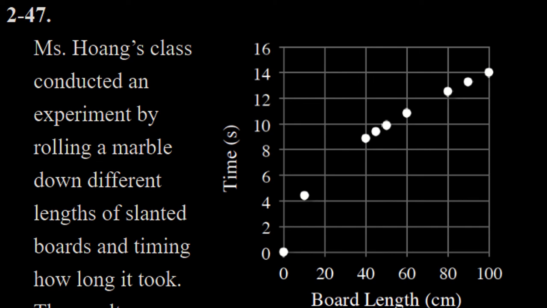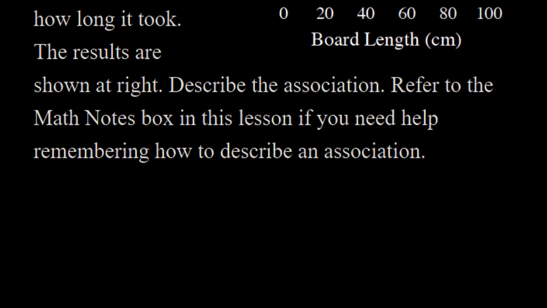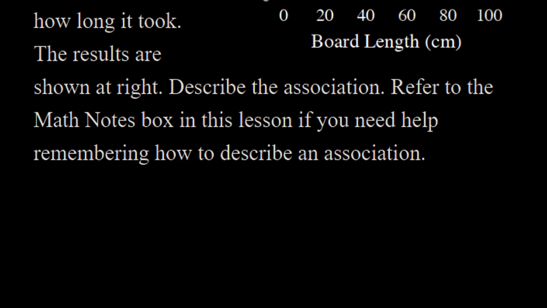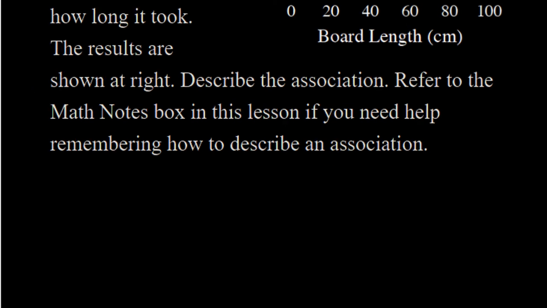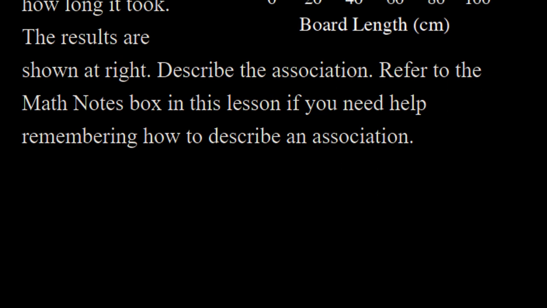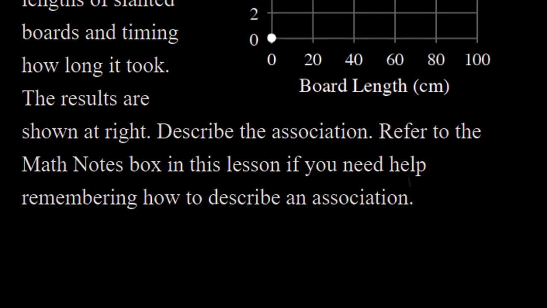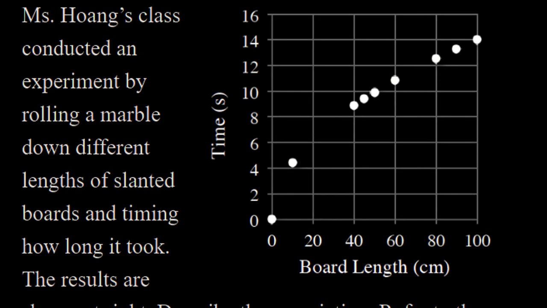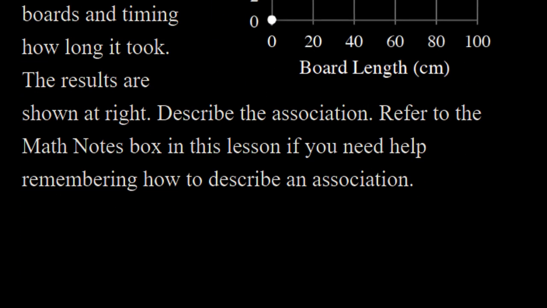What does it say? The results are shown at right. Describe the association. Refer to the math notes in this lesson if you need help remembering how to describe an association. Well, we might take a look at the math notes. That might be a good idea, but I think I understand the association here. I would say just looking at it, we could say that the longer the board is, the more time it took to roll down it, right?